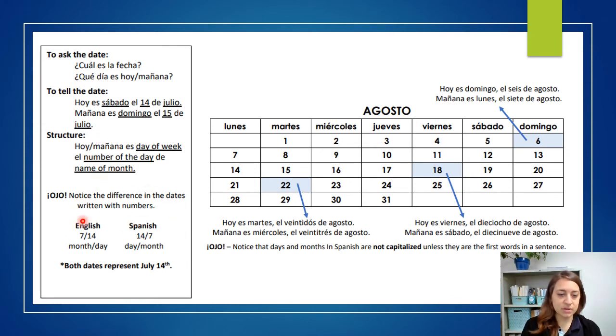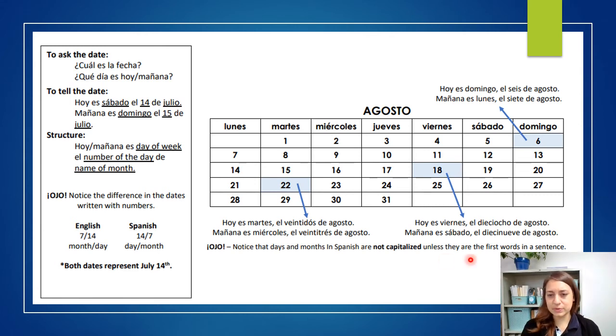Okay, notice the difference also when you're writing this with numbers and just in the symbol form. In English, we do the month / the day, but in Spanish, it's the day / the month. So 7/14 in Spanish is written 14/7 because of this structure. It's the number of the day over the name of the month or the number of the month. So both of these dates represent July 14th. Just make sure you notice that they are flipped if you are writing this technically in Spanish.